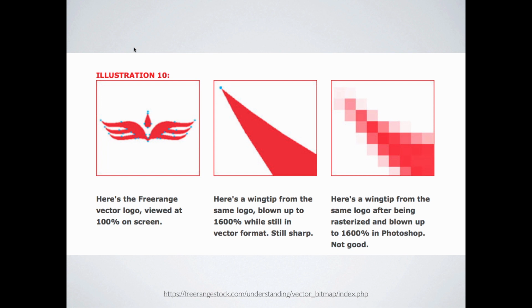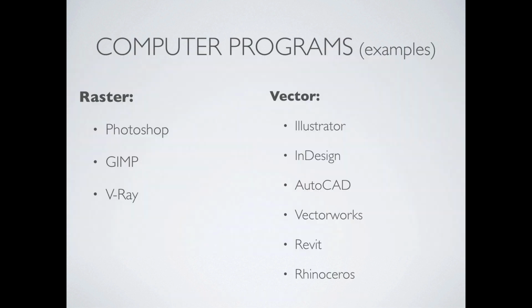Another thing, same logo. If we stay in vector format and zoom in to 1600%, we can see how sharp that little tip of the wing is. If we rasterize the image, if we make it a bunch of pixels, and we zoom in to 1600%, that edge is blurry. That's what I'm talking about. It's pixelated into those squares. So that's the big fundamental difference.